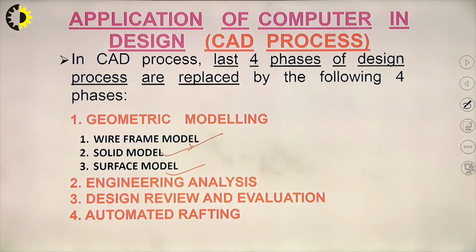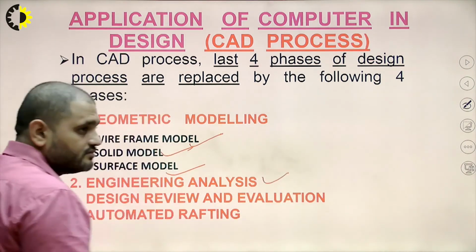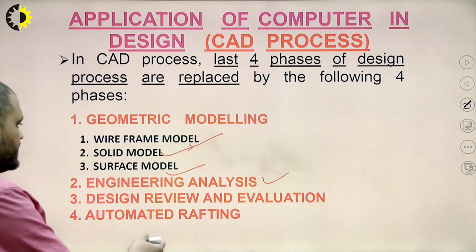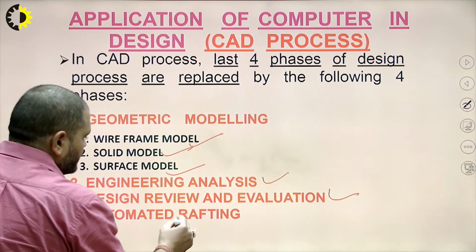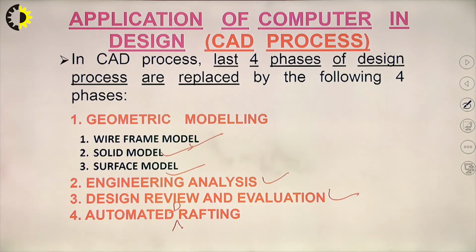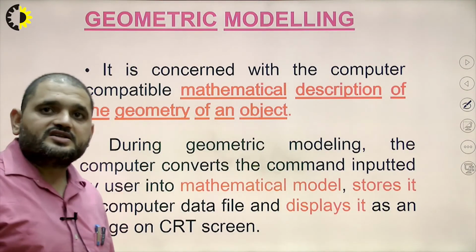Second is engineering analysis. We will discuss them one by one in detail. Third is design review and evaluation, and the fourth one is automated drafting. Here the D is missing, so this is drafting. Okay, so first is geometric modeling.